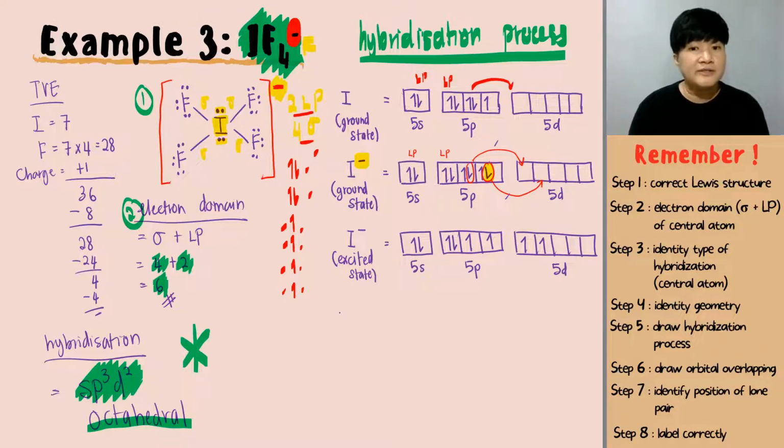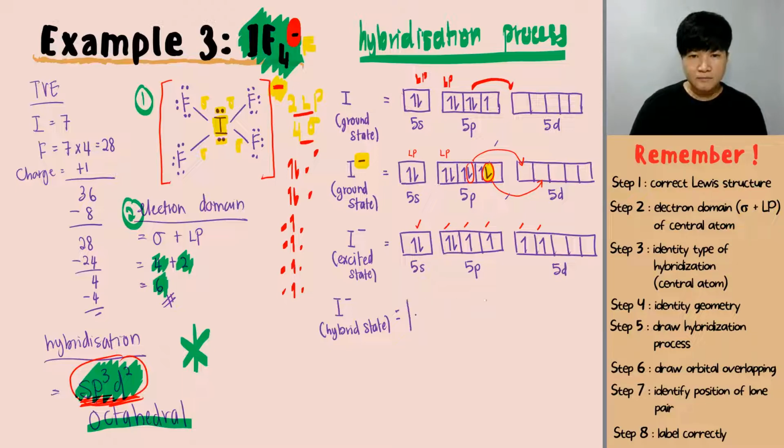And for the hybrid state, I think that is quite easy when you have gone through the ground state and your excited state. Your hybrid state for the I minus will be pretty simple. As we all know, the hybridization that we want is sp3d2, taking 1 from the s, 3 from the p, and 2 from the d. That is the hybridization that we want for the I minus. So your hybridization should look something like this.